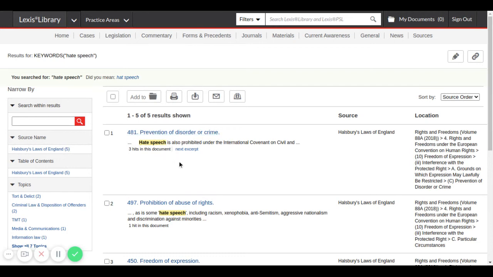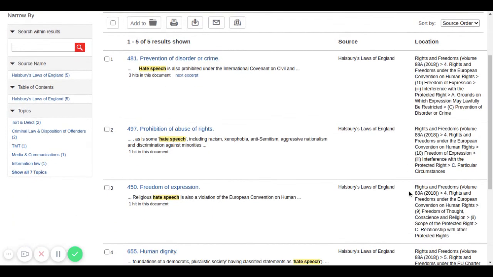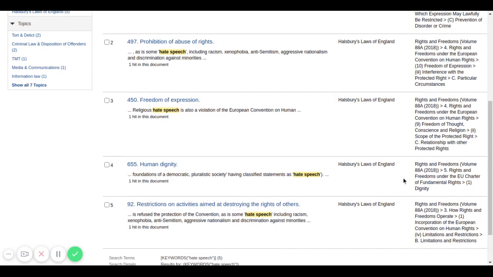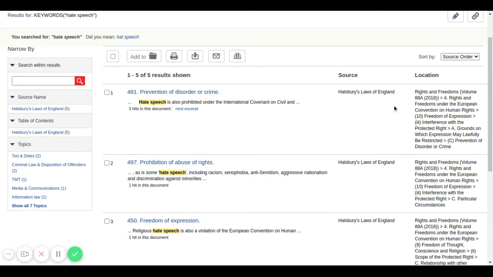It can also be quite helpful, if you get a number of results, to look at the location. Remember me saying that Halsbury's was split up into volumes, and often each volume would deal with a single area of law. So we can see that this top one comes from the volume called Rights and Freedoms. And actually, these all come from the volume called Rights and Freedoms. But if one of them came from a volume that was about company law, you might think, actually, that's not what I'm interested in. I'm not going to bother looking at that one.